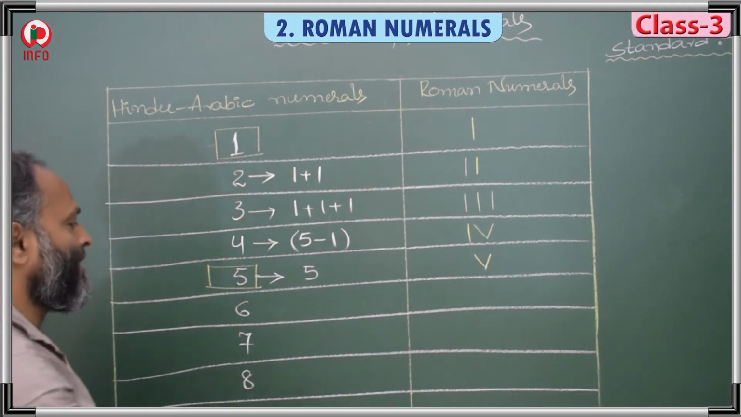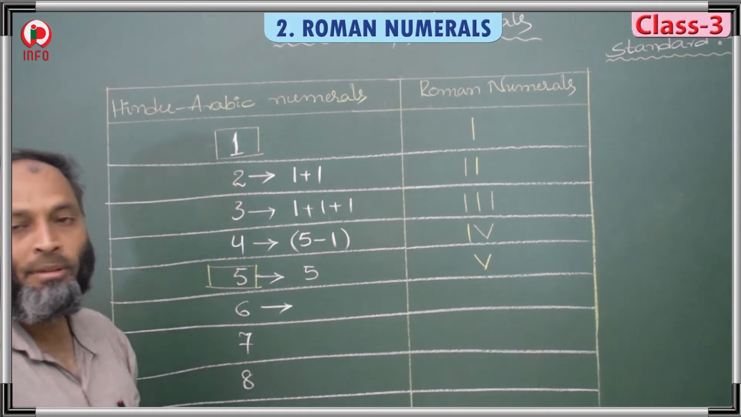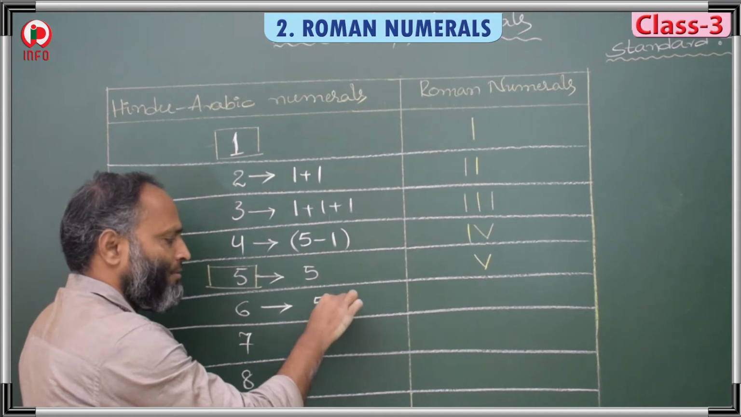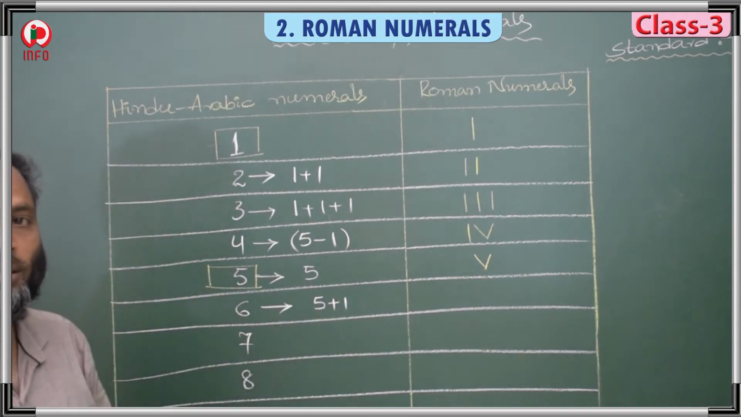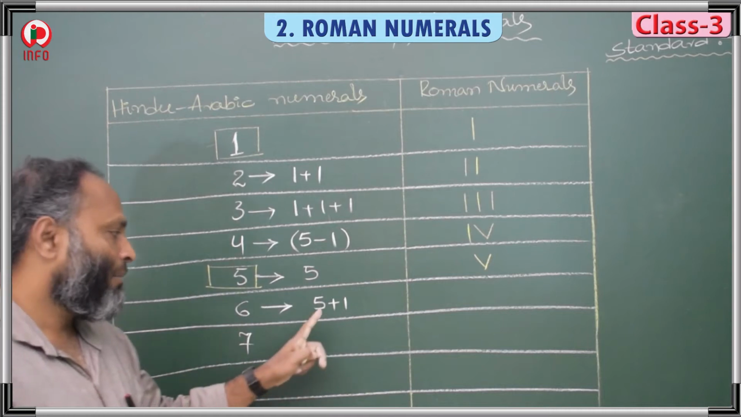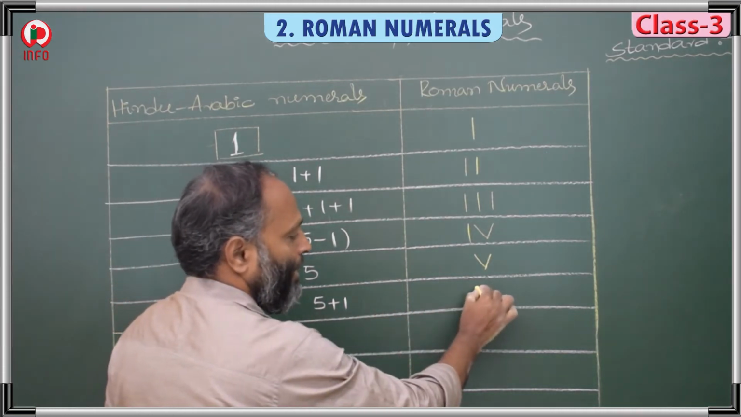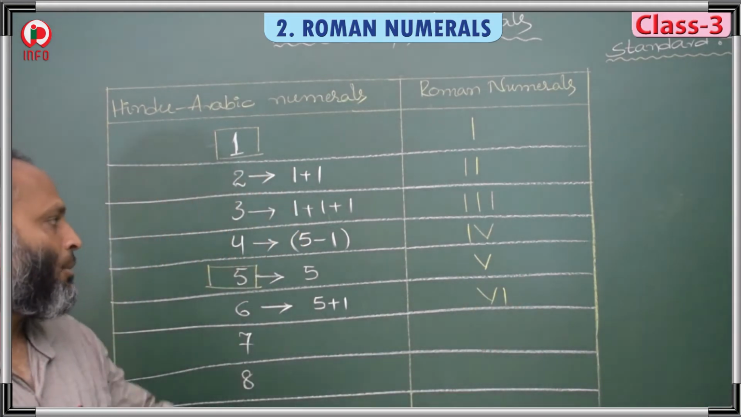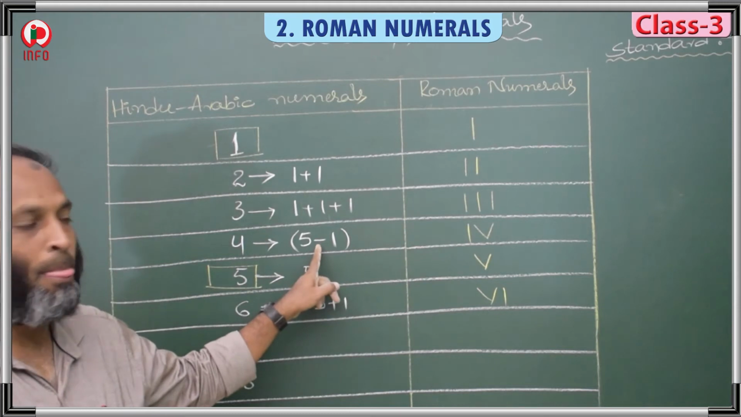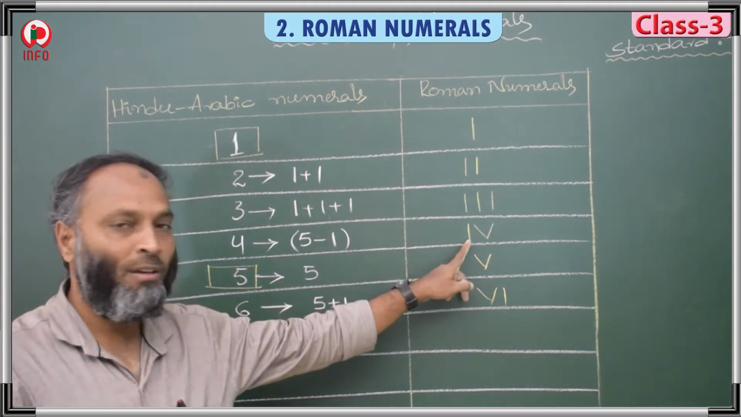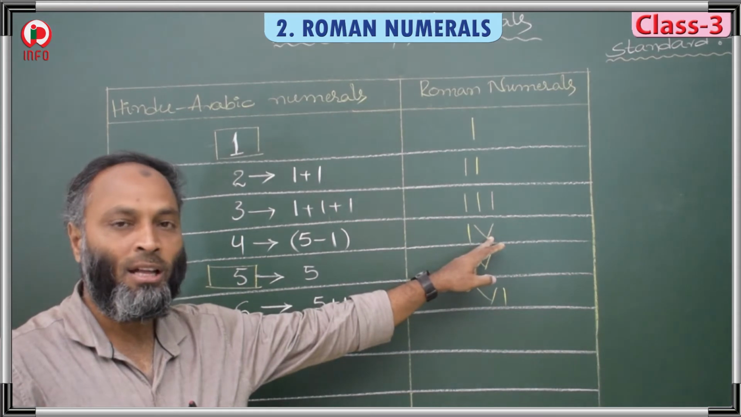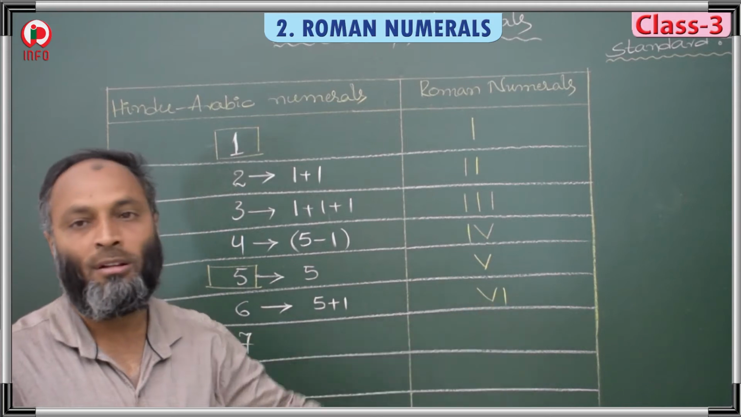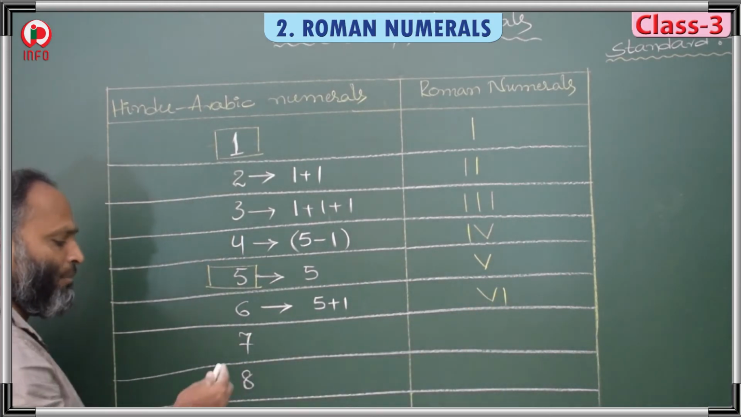Then 6: a direct representation is not there. How do we take it? That is 5 plus 1. 5 plus 1 is 6. Here plus is there. Whenever plus comes, first we represent the bigger Roman numeral, then the smaller Roman numeral next. So it is opposite to this. If minus is there, the smaller Roman numeral comes first, then the bigger one afterwards. If plus is there, the bigger Roman numeral comes first, then the smaller one. In that way we have to represent.